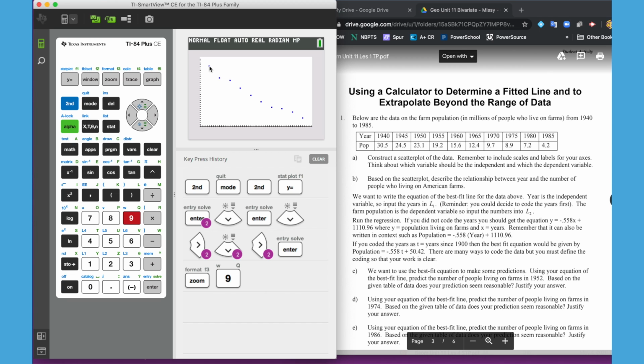From this, we can tell that the slope is negative. We can talk about the relationship that we see, a negative relationship. It's very close to linear, so our correlation is going to be very close to -1.